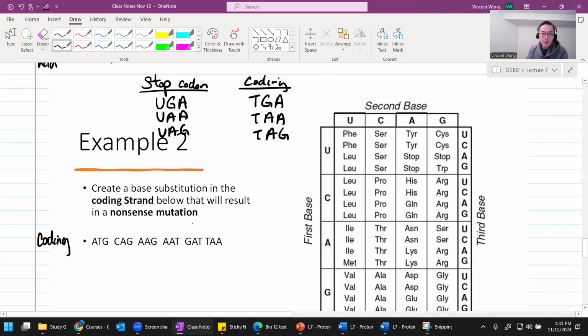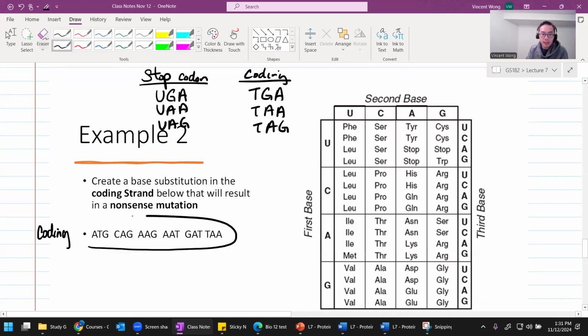So basically, what you need to do is look at the coding sequence and see which one you can change so that you can create a stop codon. For example, over here, we see the codon CAG, which if I change the C to a T, then I have a stop codon, right? If you do transcription, then it's going to become UAG, and then it's going to be stop.